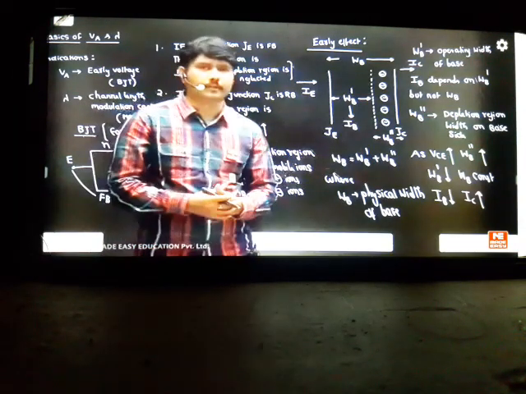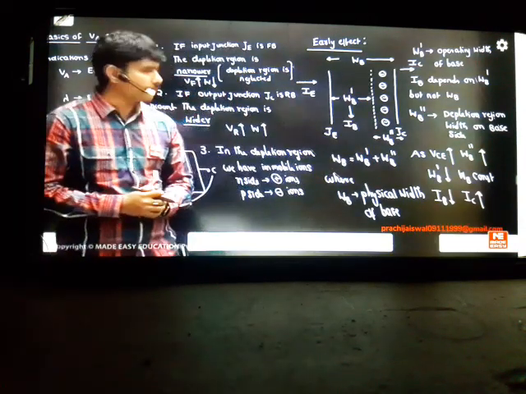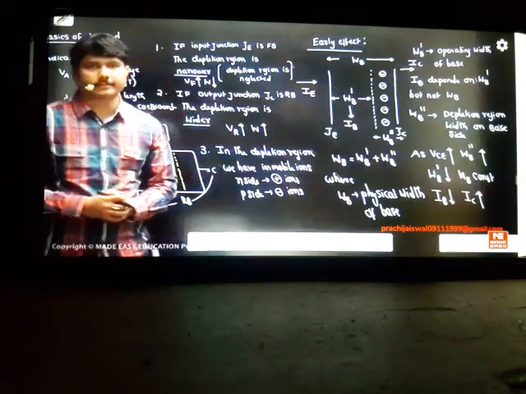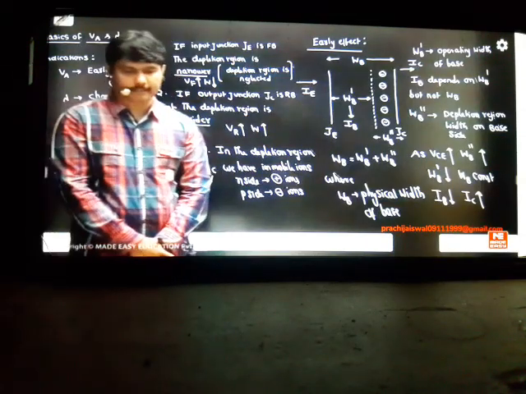So let us understand in a graph how the current increases, which I will show you. This is called the mechanism, how the early effect explains the concept. This is called the early effect.